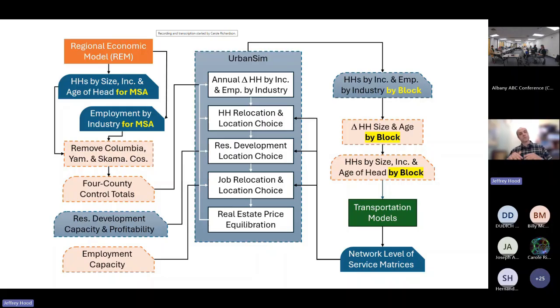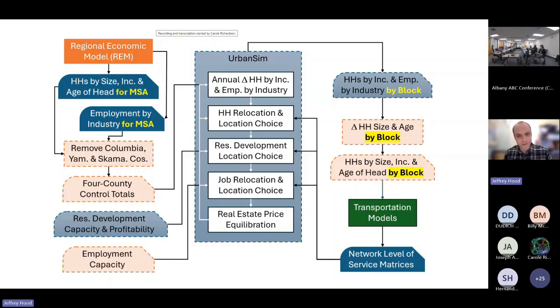Then, in order to return the number of residential units in the region to a structural vacancy rate, the residential development location choice model takes the need for new housing units and allocates them to different locations in the region based on a bunch of factors. And then also jobs relocate and choose new locations in the region. And then finally, there's a real estate price equilibration, which adjusts the real estate prices based on the balance of supply and demand in different areas of the region. And then those prices get fed back up to the top.